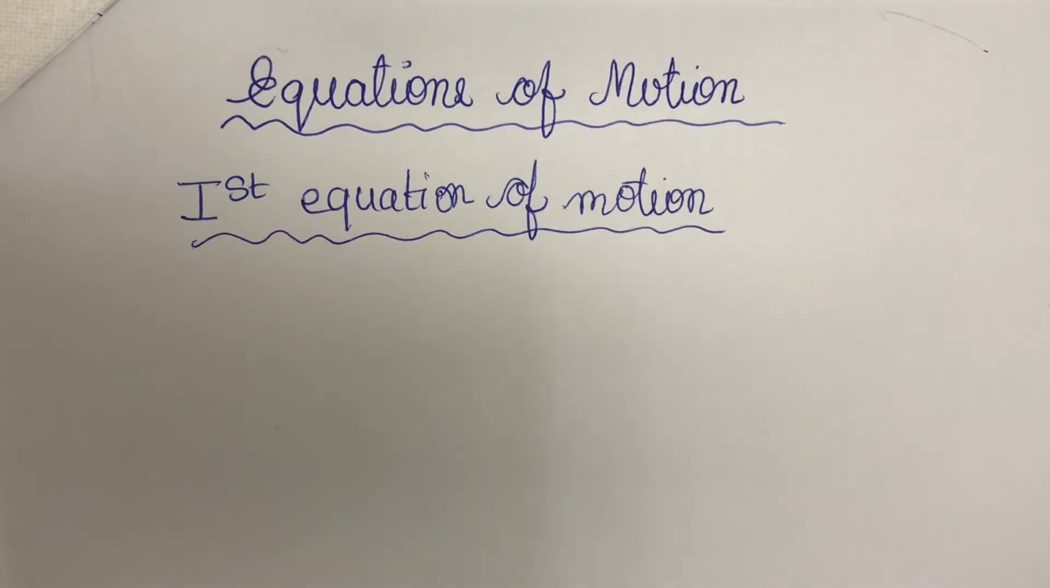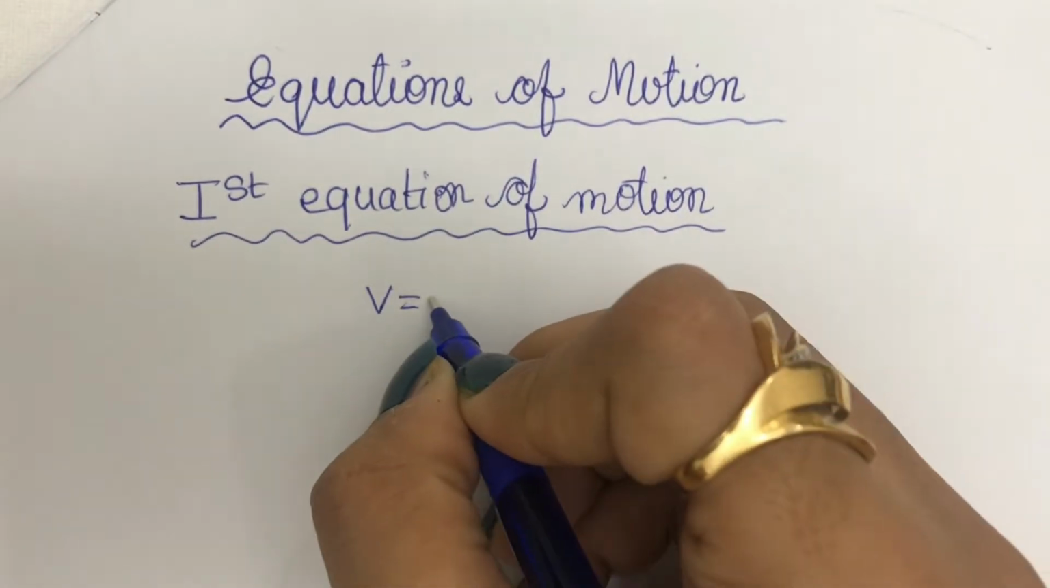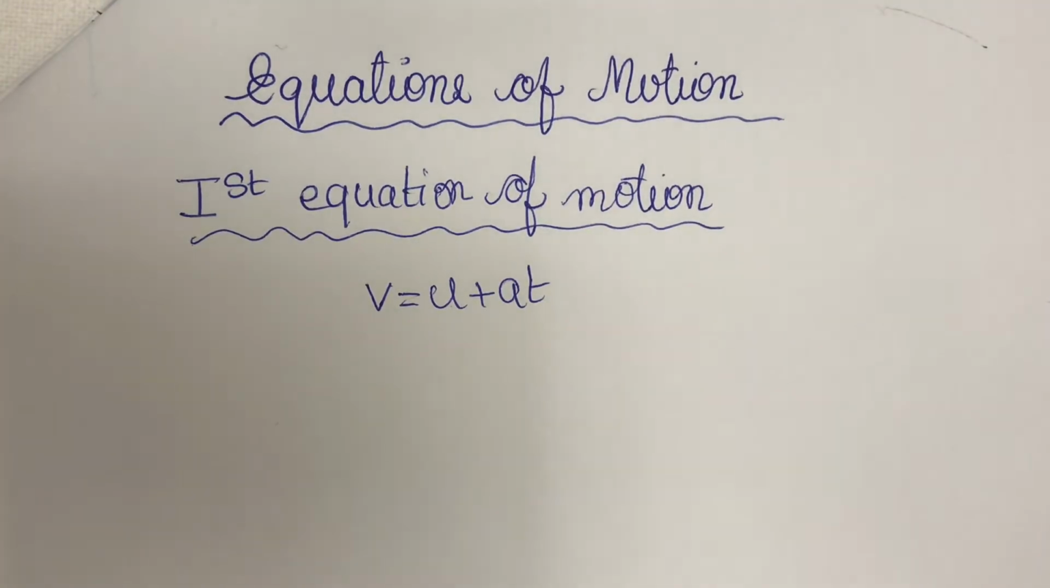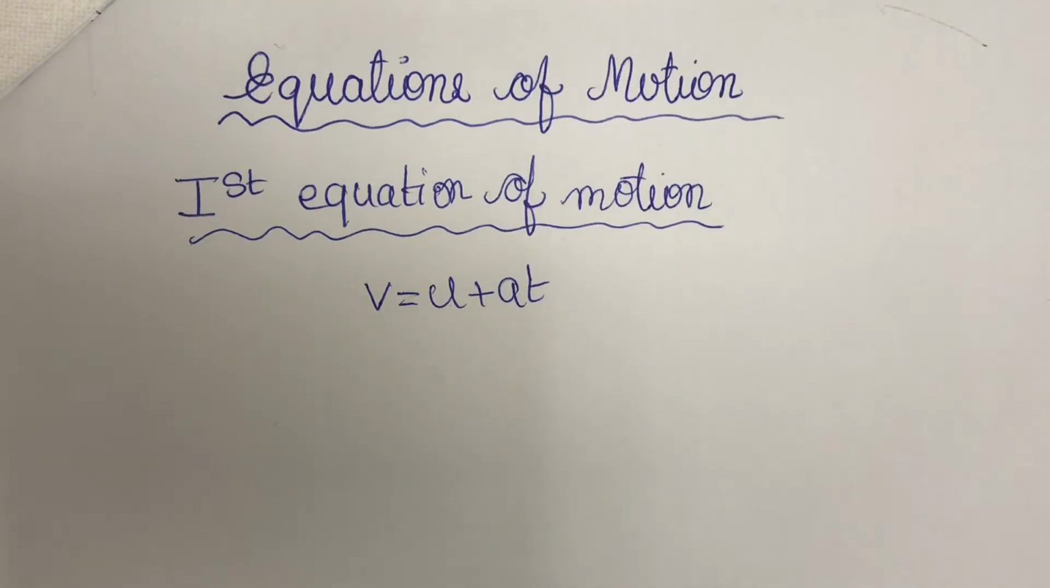Okay, so let's start with the equations of motion today. There are actually three equations: the first, second, and third equations of motion. The first equation of motion is v = u + at. This is a very important topic, and you will get so many numericals to solve related to these equations. So just learn all the derivations, and I will also show how to derive them using the graphical method.